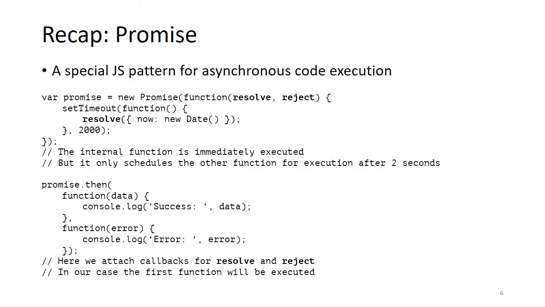And I also showed you the promise, which is a special JavaScript pattern for asynchronous code execution. What it does is change the way you may think about asynchronous code by wrapping some asynchronous function in a promise object like this. What happens when we create a new promise object? We provide a function to it, and this function will be immediately executed. But this function only does one thing. It schedules the timeout for later execution. So the function saves this code and returns back.